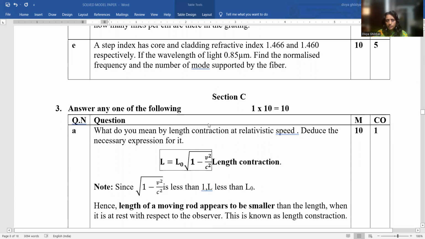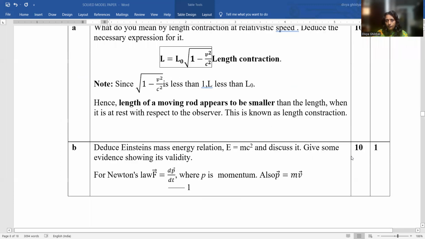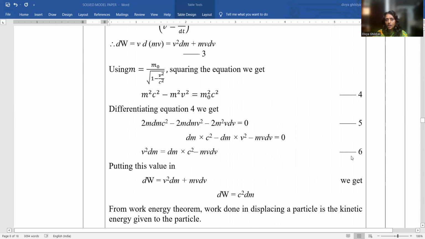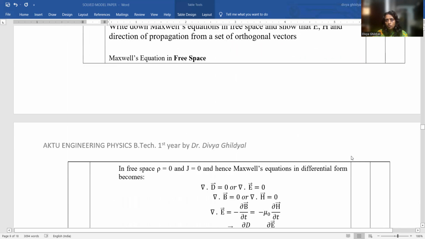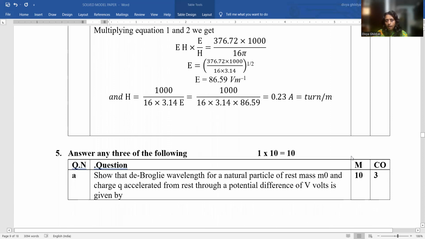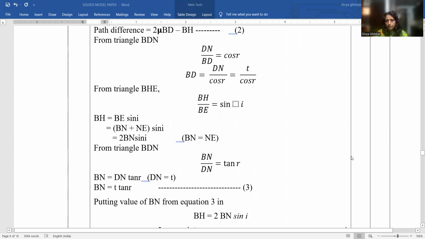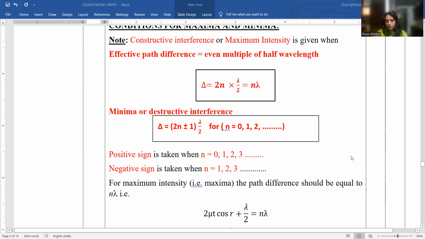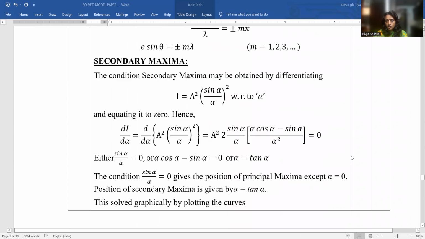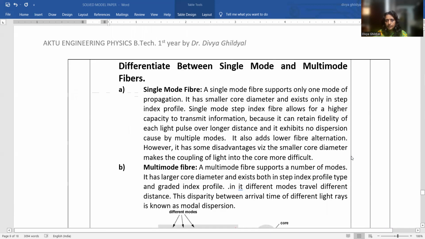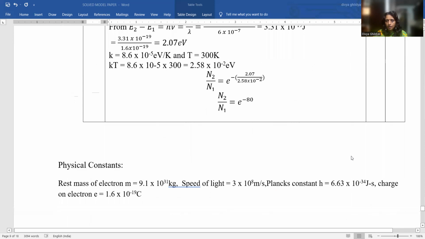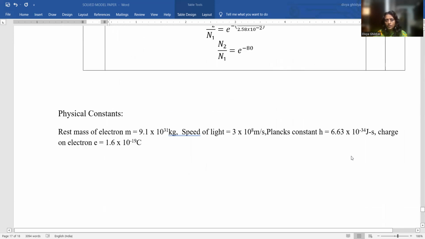Let me come to section C. In section C, the questions are of 10 marks and every unit has been given equal weightage. That means if I start solving this paper as per my time management, starting from section C, I will probably fetch better marks compared to solving it in the reverse order starting from section A.